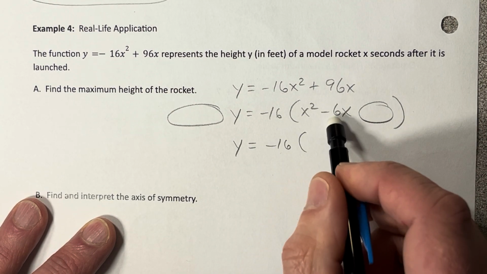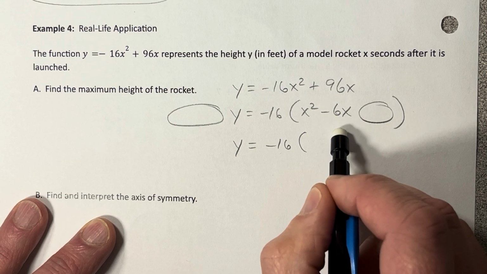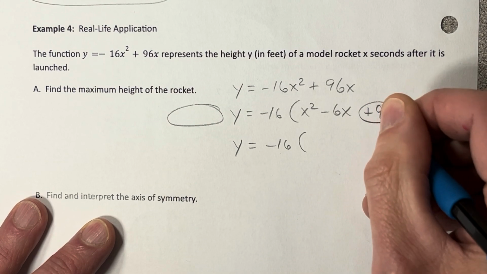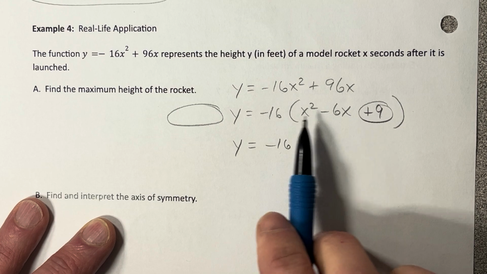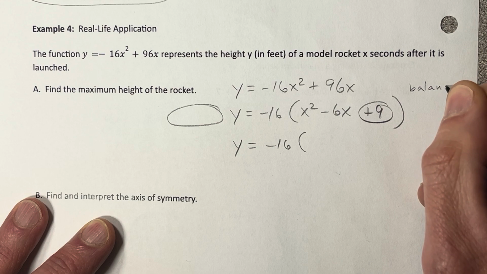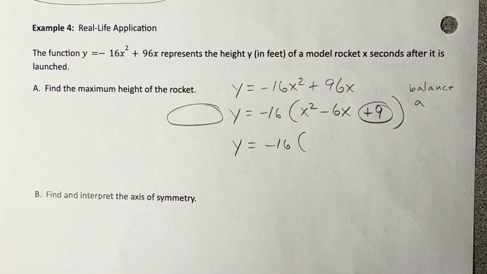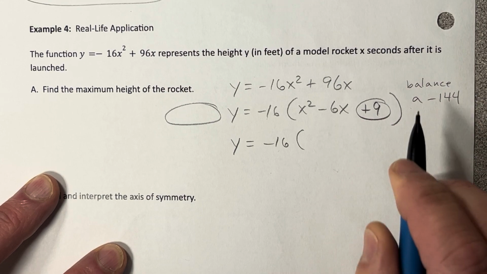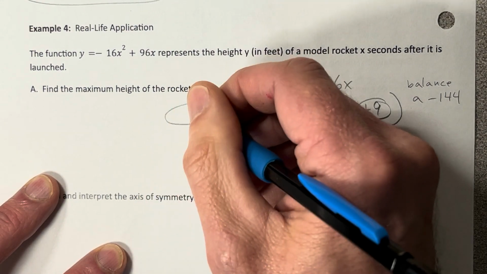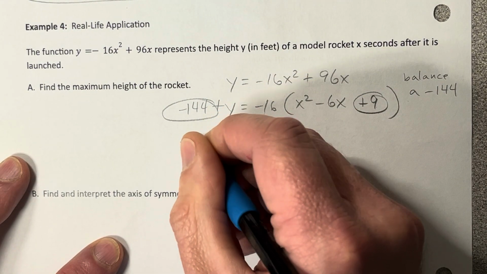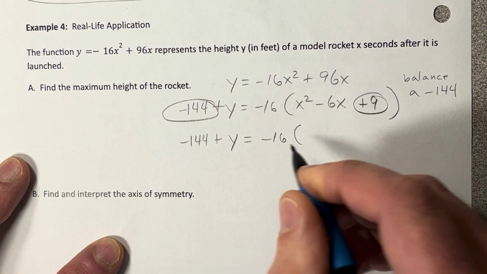All right. Oh, yeah, I should complete the square first. Divide this by 2 and square it, you get 9. But when we go to balance it, we got to remember, we're not balancing a 9, we're balancing a 9 times negative 16. And 9 times negative 16 is negative 144. That's what we get to balance on the other side. Isn't that wild? So we're going to have negative 144 plus y is equal to negative 16.